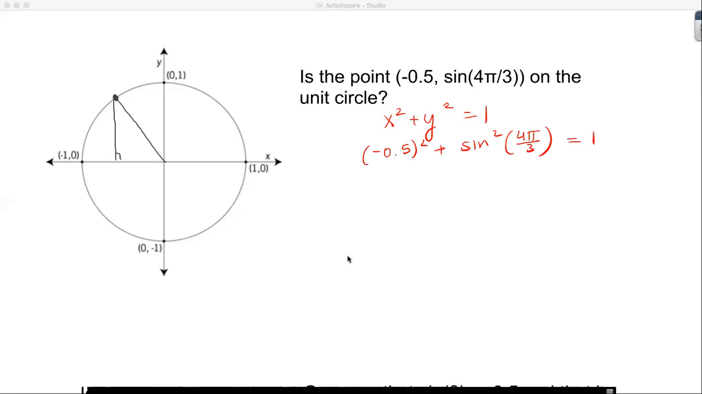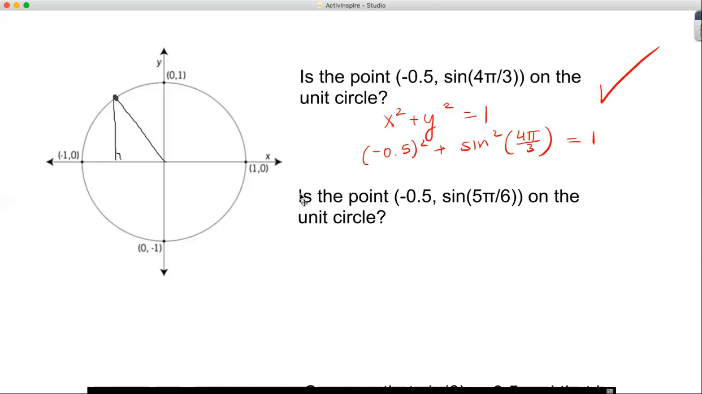So what does that mean? That means, is this point negative 0.5 comma sine 4 pi over 3 on the circle? Absolutely. Because again, all points on the circle make x squared plus y squared equal 1 true, and negative 0.5 squared plus sine squared 4 pi over 3, it is in fact equal to 1, so it is on our unit circle. Okay, what about this one?